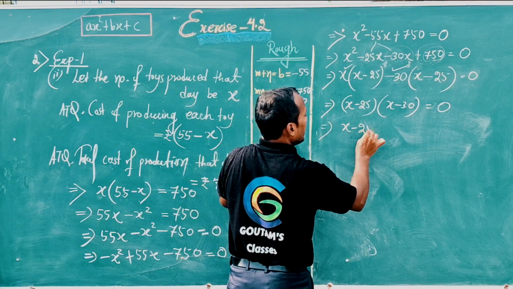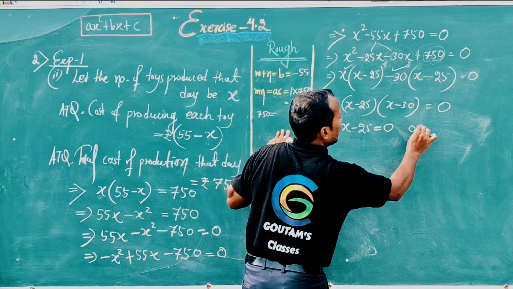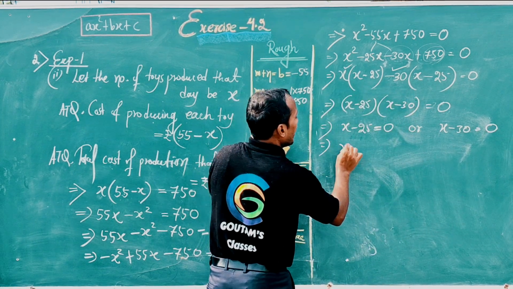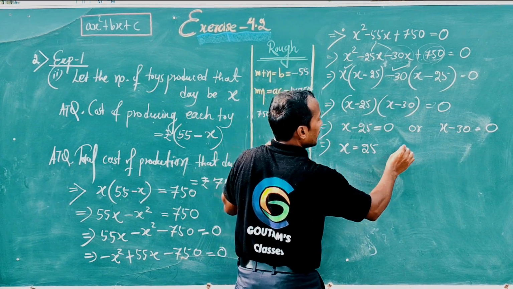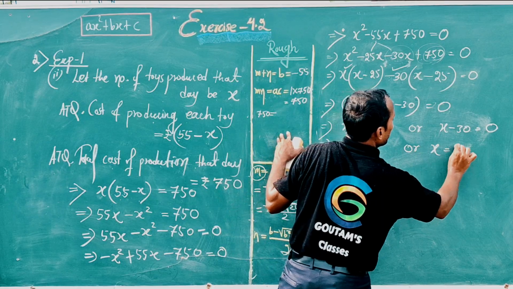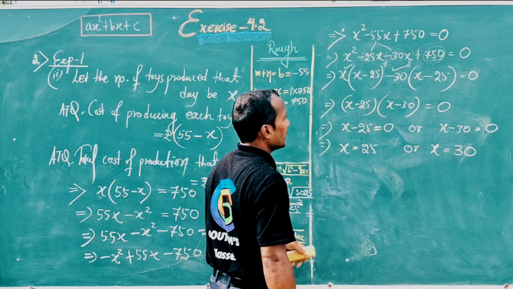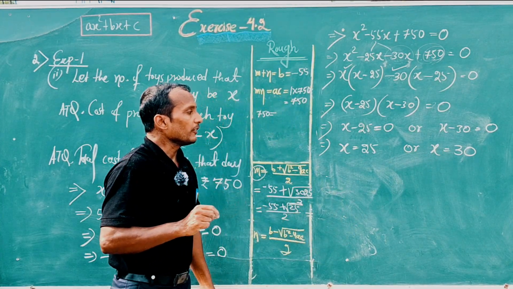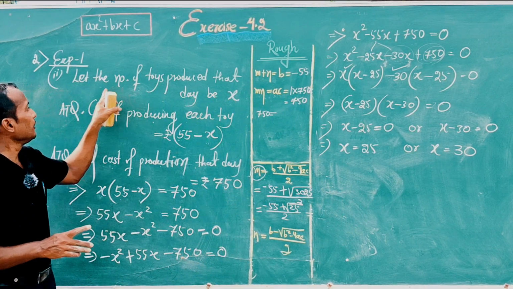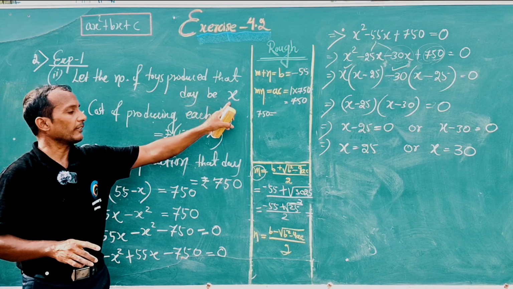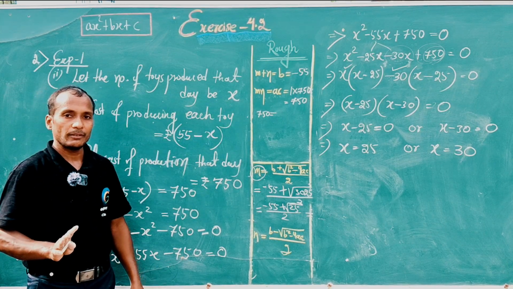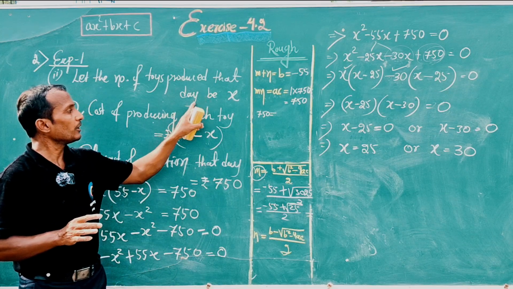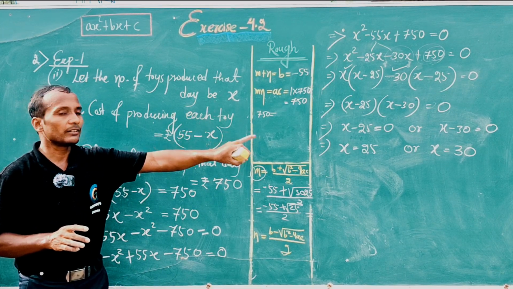Either x minus 25 is 0 or x minus 30 is 0. So we have x is equal to 25 or x is equal to 30. All right. So we have x is equal to 25 and x is equal to 30. Both the things are positive. The number of toys produced on that day was x. Number of toys can't be negative, and we have both positive. So both are admissible. Number of toys produced on that day can be 25 as well as can be 30.